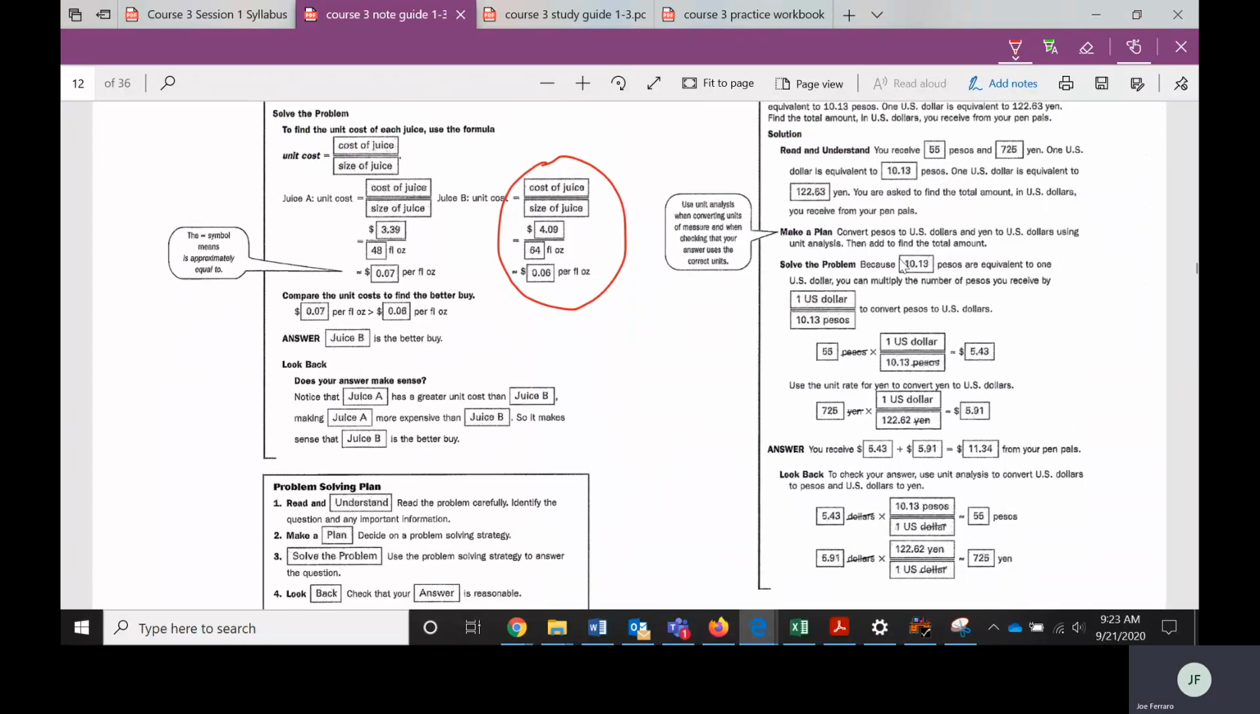To convert, they use a little bit different way of converting. You could read through this and see if you like it, but I like making proportions better. So I'm still going to use the same type of setup here. They have $1 equals 10.13 pesos.